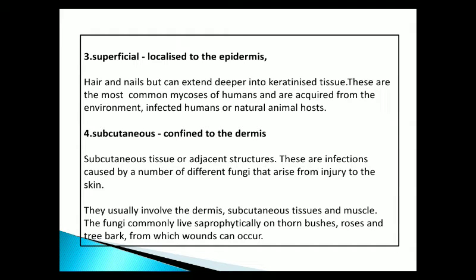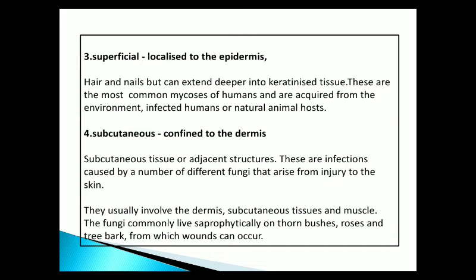So the third type of mycosis is superficial mycosis. It's mainly localized to the epidermis layer, to our skin. So hair and nails are the structures where the fungi can cause infection, but not extend deeper than keratinized tissue. That means hair and nails are the most preferable places where they cause infection, but they do not go far deeper. This is the most common mycosis in humans and is acquired from the environment, infected humans or natural animal hosts.